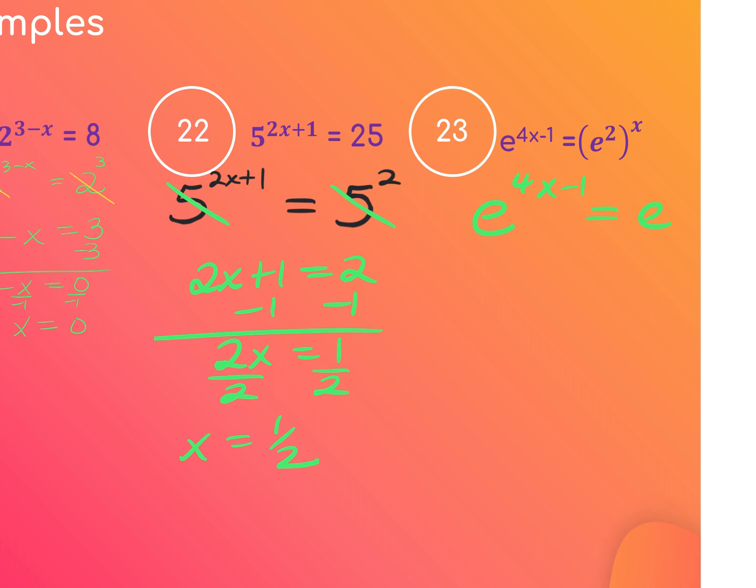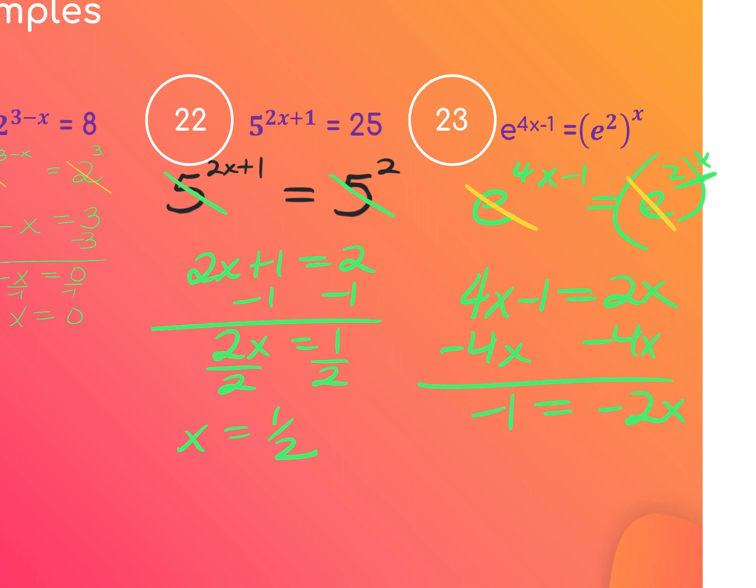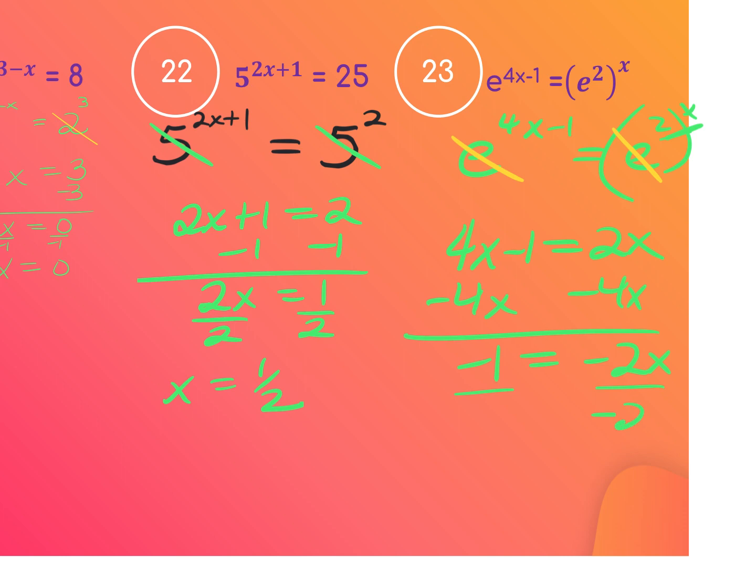I didn't have to change anything here. It had the same base. So drop the e's and work with the exponents. So 4 to the x minus 1, power to the power, multiply that 2 and x, and you get 2x. And now get your variables together. So subtract 4x. Negative 1 equals negative 2x. Divide by negative 2. Negative divided by negative, positive 1/2, and x equals positive 1/2.